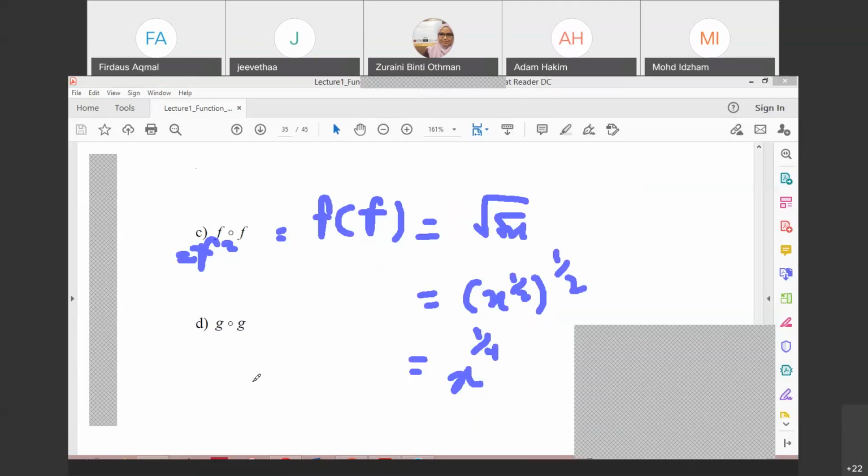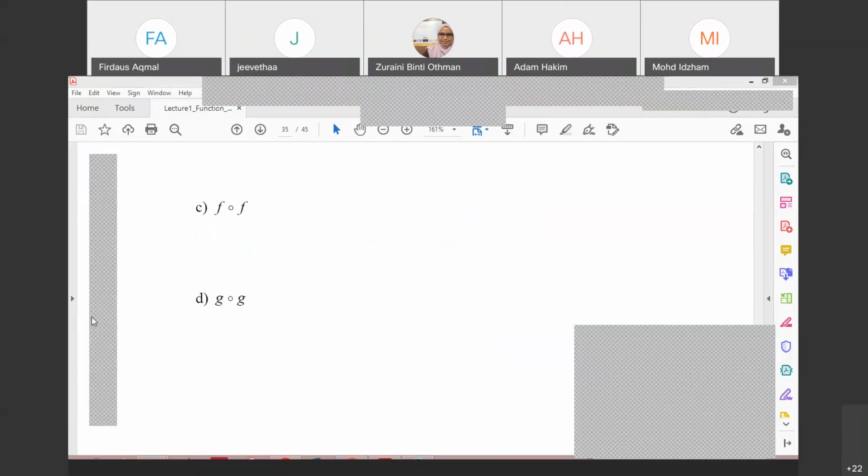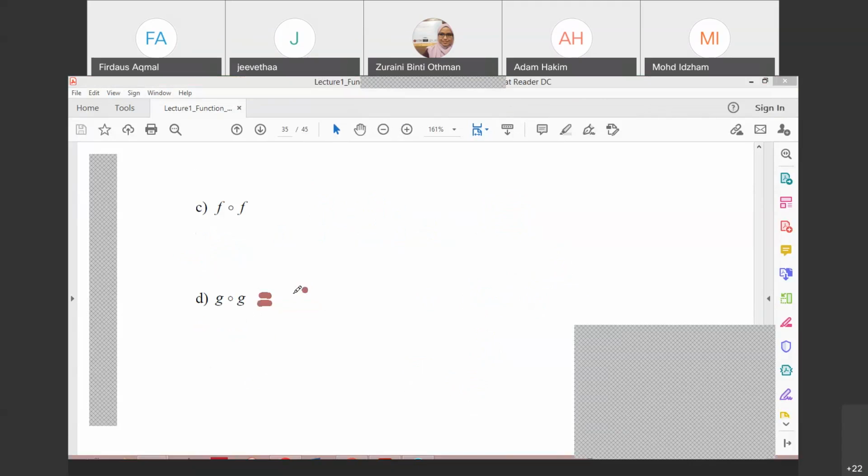Kalau G, if you have question, please interrupt. Okay. G kuasa 2. Maksudnya dalam G ada G juga. Okay, so now it will be X tolak 1, X kuasa 3 tolak 1 kuasa 3 tolak 1. Kalau saya salah bagi tahu sebab saya ni pun buat ni. Saya pun tak ada skema, saya buat je.